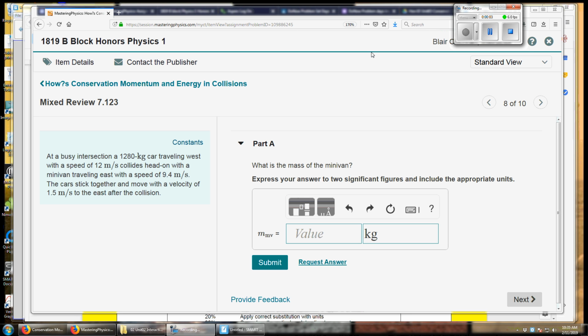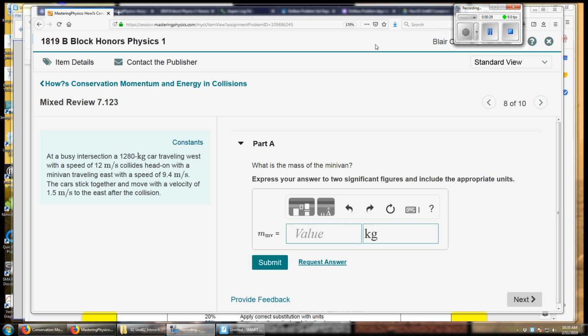Alright, starting with number 8. We've got an intersection where a car traveling west collides head-on with a minivan traveling east, and they stick together. Oh, so perfectly inelastic. If they stick together, or totally inelastic. And they move with this velocity east after the collision. What is the mass of the minivan?